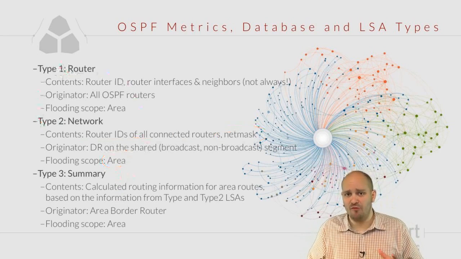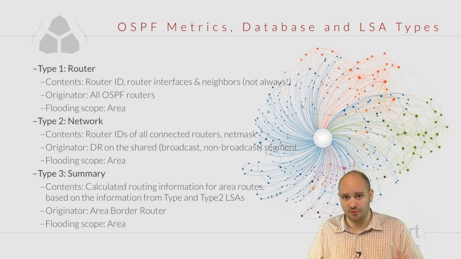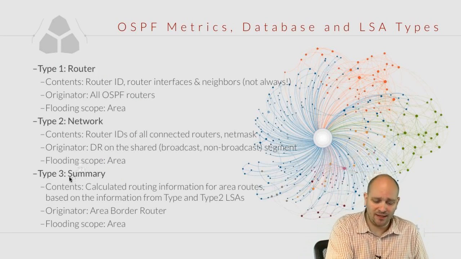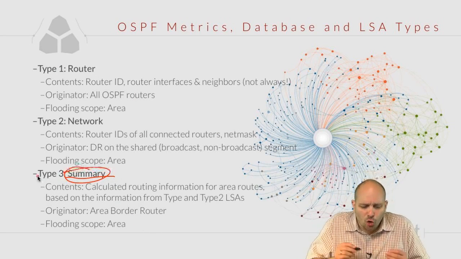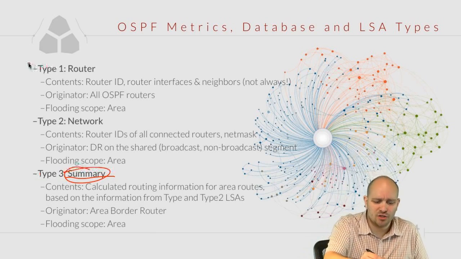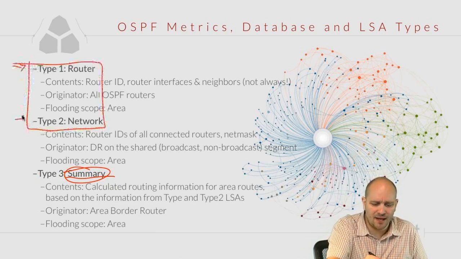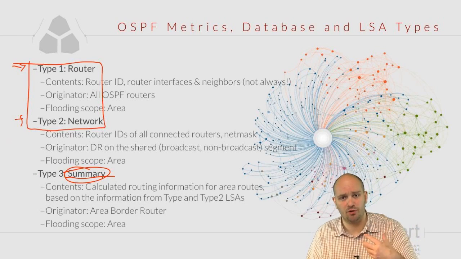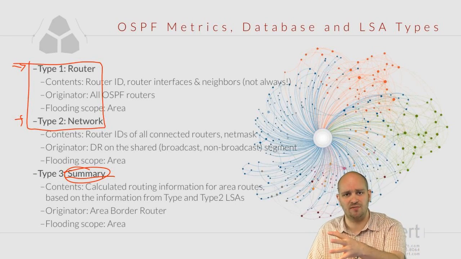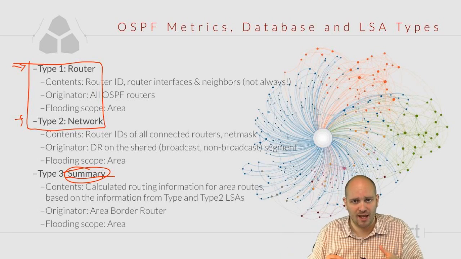Now, when we have information that needs to travel between the areas, when we want to provide the reachability between different areas, this information will be carried by summary LSAs. Now, they're called summary LSAs because really what they are is summarized information from type 1 and type 2 LSAs. The ABR, the border router, will calculate the cost to reach individual networks, and it's going to summarize this information and advertise into other area.